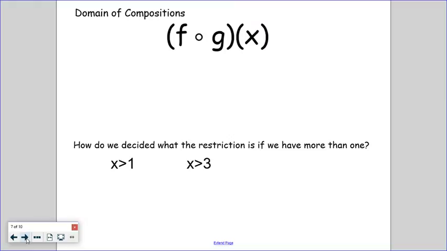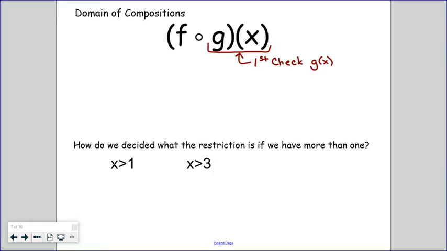Okay, so let's talk about how do I attack the domain of a composition. There are 2 specific places I would tell you to look at. The first thing you need to keep in mind is the second function. The first thing I would check is the second function listed. If that has a domain restriction, it's one of our possible domain restrictions. Okay, so the first thing I check is g of x.